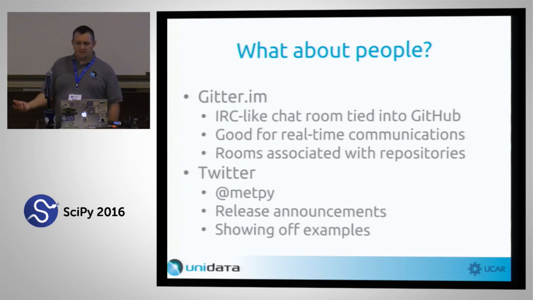Since we're talking about bootstrapping, this isn't really automation since this is about people, but we do have a Gitter channel, so that's an IRC-like chat room that's tied to GitHub. You get notifications of issues and pull requests, and you automatically have it associated with the repository. And then we also have the @MetPy Twitter handle, where we put release announcements and we show off some examples that people have submitted.